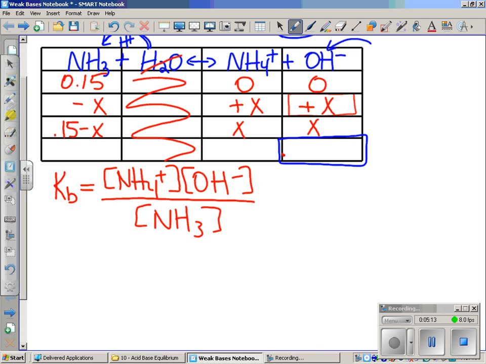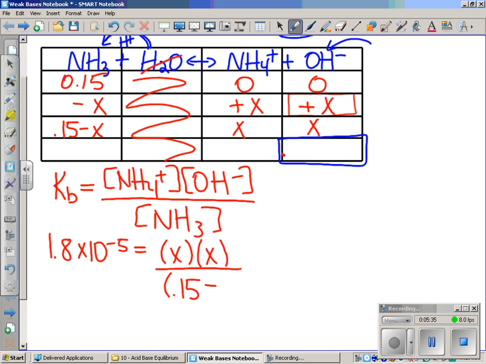Okay. We're going to take that Kb that they gave us in the problem, which was 1.8 times 10 to the negative fifth. You see that negative fifth on there? So that means that our trick is very much a possibility. We're going to do it and then do what I showed you in class. So let's go ahead and put X and X. And then on the bottom, we're going to do 0.15 minus X.